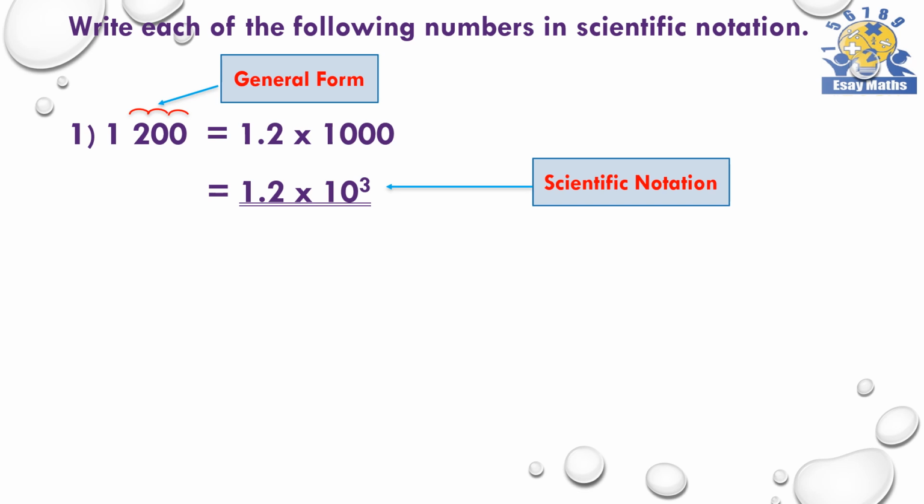Then the answer is 1.2 into 10 to the power 3. I know now you have a doubt. Why did I write 1.2? You are telling it's 1.200. Yeah, it's also correct, but normally we are not writing in that manner because of why?